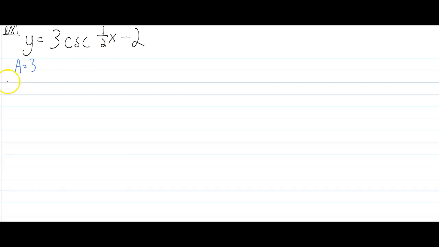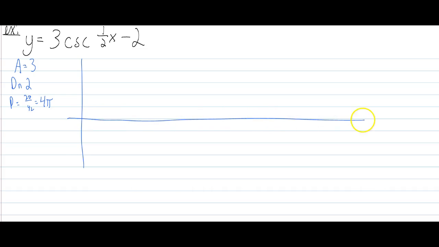such as the amplitude is 3. This graph goes down by 2, and the period is equal to 2 pi over 1/2, which is equal to 4 pi. There is no phase shift in this one, so we can set up the axes right away.